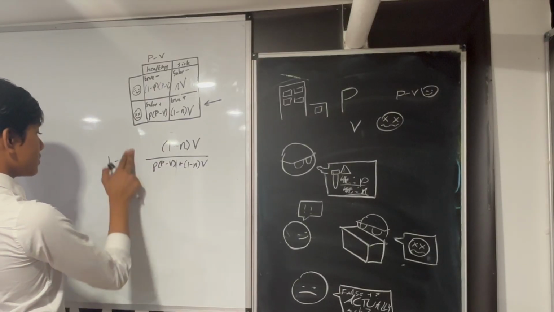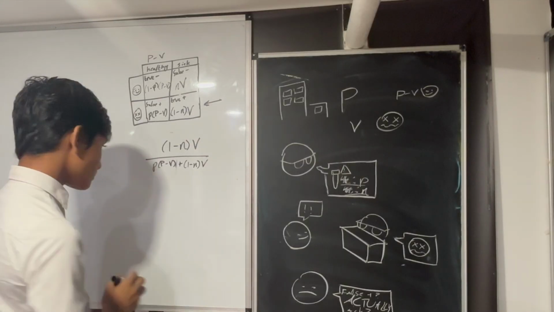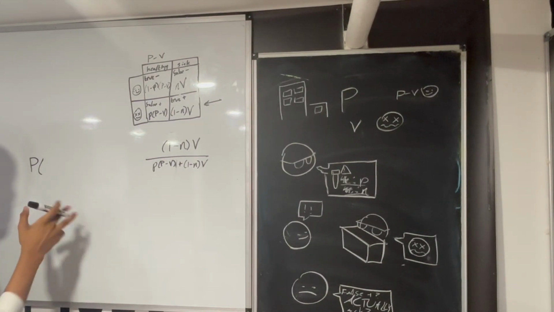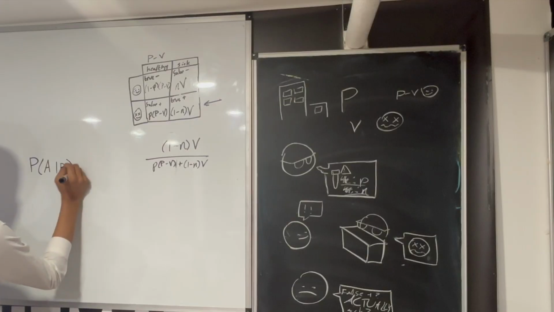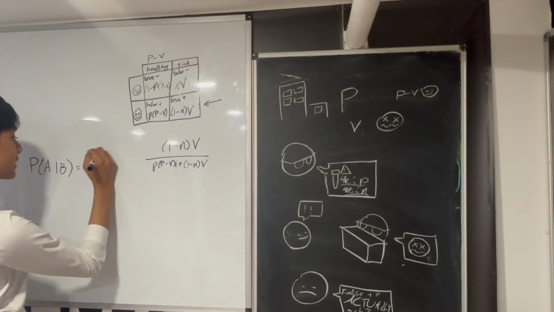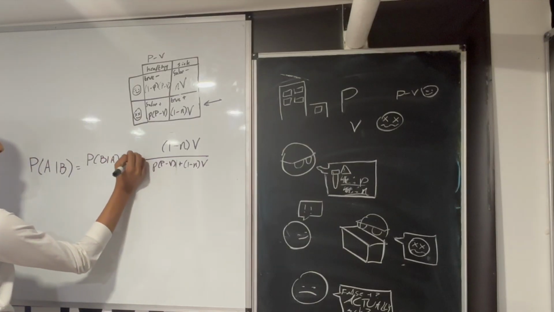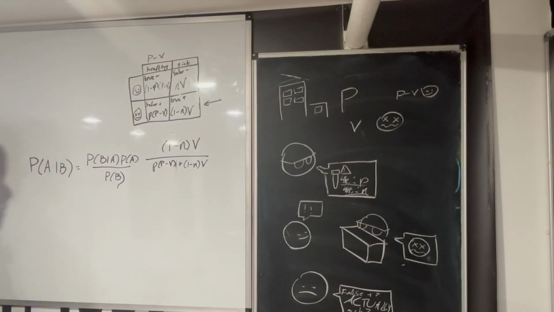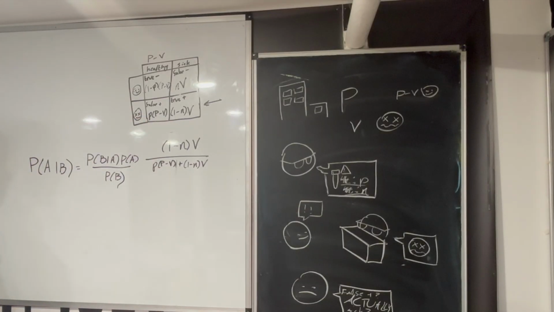Now, can we generalize this? Yes. That comes in what we call a Bayes formula. The probability of A given B has happened is equal to the probability of B given that A has happened multiplied by the probability of A divided by the probability of B. And the logic stems from this exact table logic.